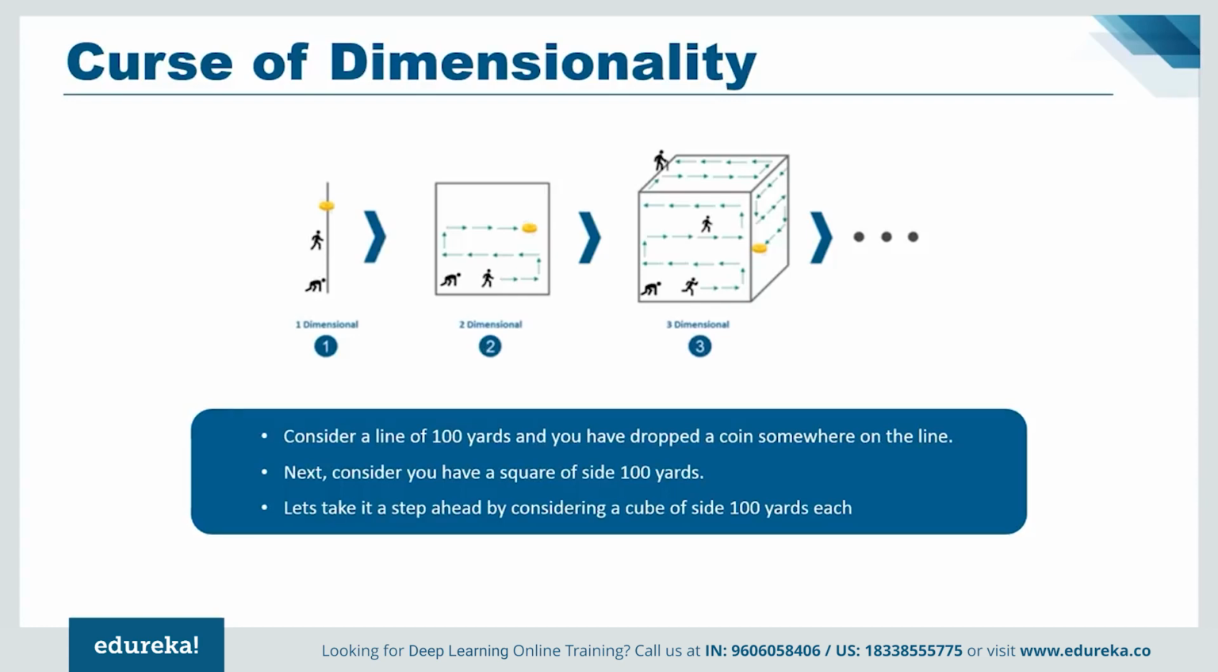Let's take it a step ahead by considering a cube of side 100 yards. Now you have dropped a coin somewhere in between. Now it's even more difficult to find the coin this time. The cube is a three-dimensional entity. Hence, you can observe that the complexity is increasing as the dimensions are increasing. And in real life, the high-dimensional data that we are talking about has thousands of dimensions, which makes it very complex to handle the process. Now, high-dimensional data can easily be found in use cases like image processing, natural language processing, and image translations. Machine learning was not capable of solving these use cases.